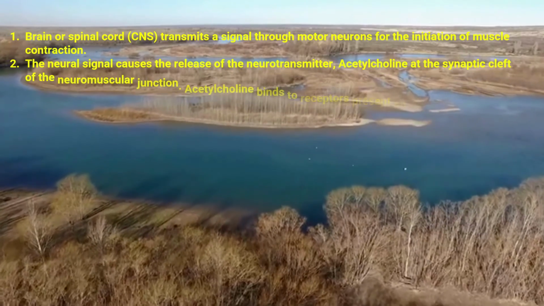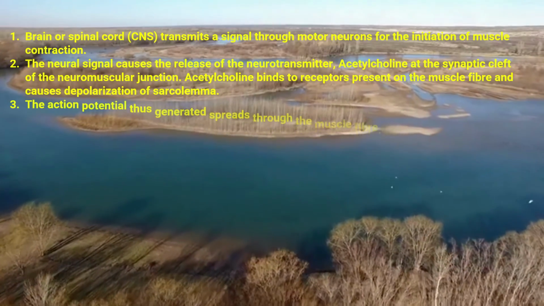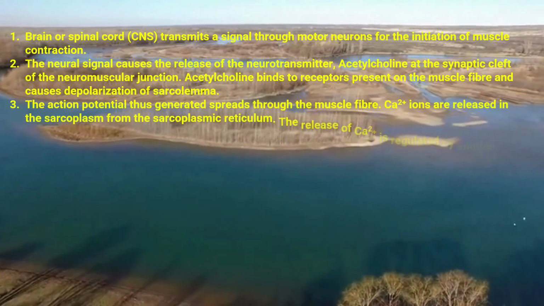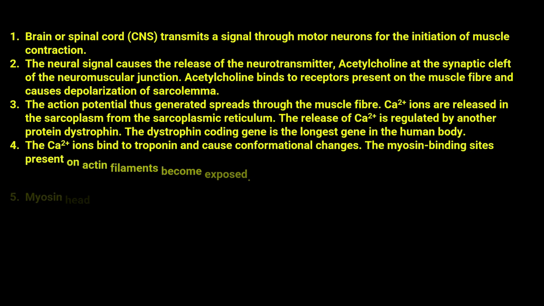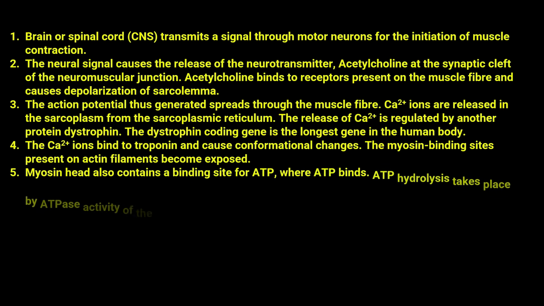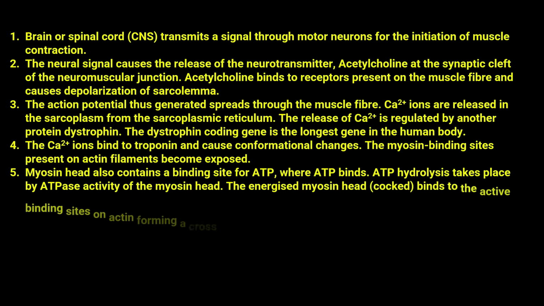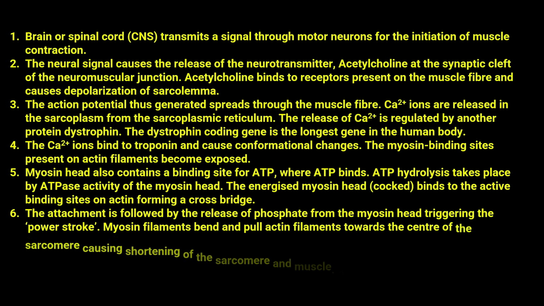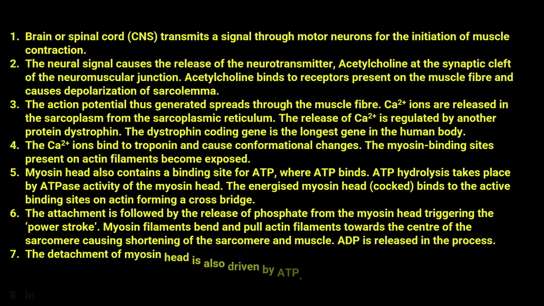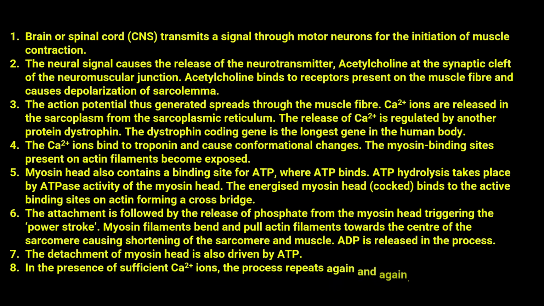Brain or spinal cord, CNS, transmits a signal through motor neurons for the initiation of muscle contraction. The neural signal causes the release of the neurotransmitter acetylcholine at the synaptic cleft of the neuromuscular junction. Acetylcholine binds to receptors present on the muscle fiber and causes depolarization of sarcolemma. The action potential thus generated spreads through the muscle fiber. Calcium ions are released in the sarcoplasm from the sarcoplasmic reticulum.